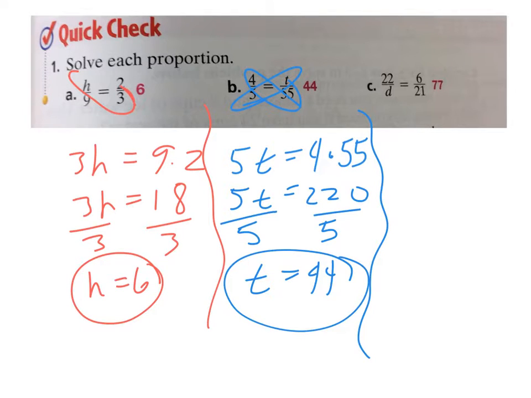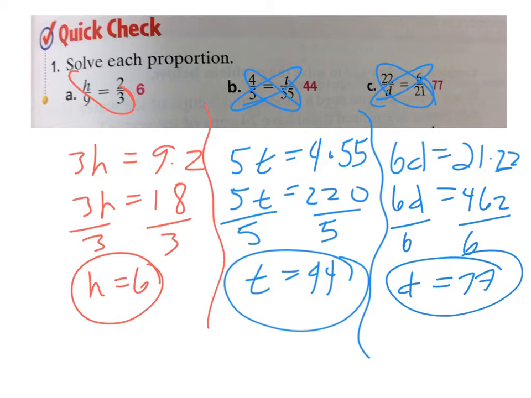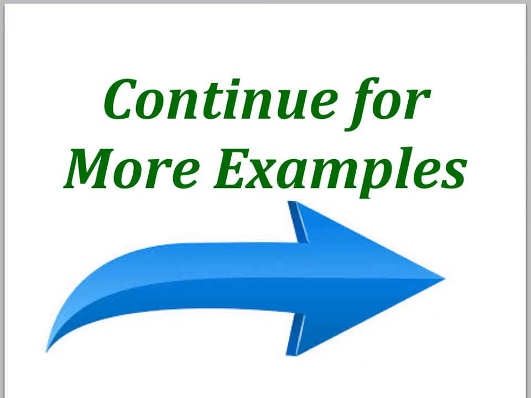And for C, we're going to have 6d equals 21 times 22. And that's 462 equals 6d, and divide off that 6, and d is 77. Let's continue here for another example from me.